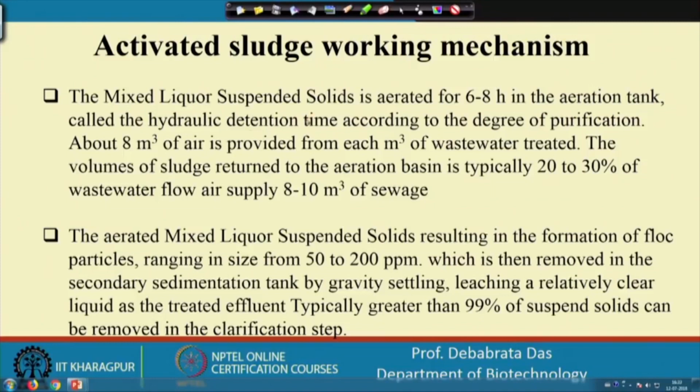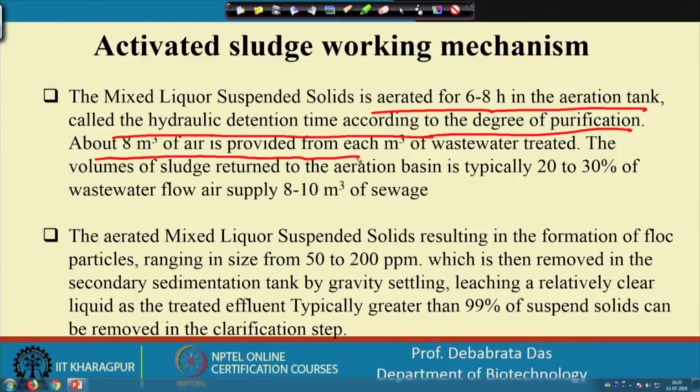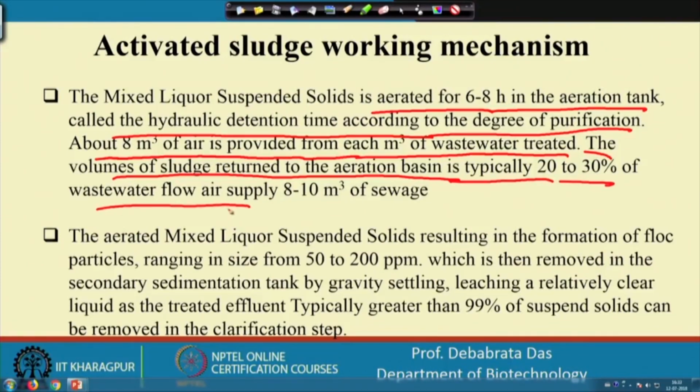Now the mixed liquor suspended solid is aerated for 6 to 8 hours in the aeration tank, called the hydraulic retention time, according to the degree of purification. About 8 cubic meters of air is provided for each cubic meter of wastewater treated. The volume of the sludge returned to the aeration basin is typically 20 to 30% of the wastewater flow.